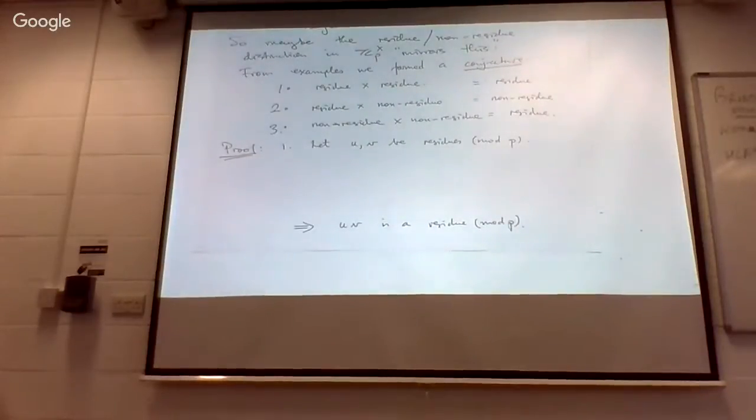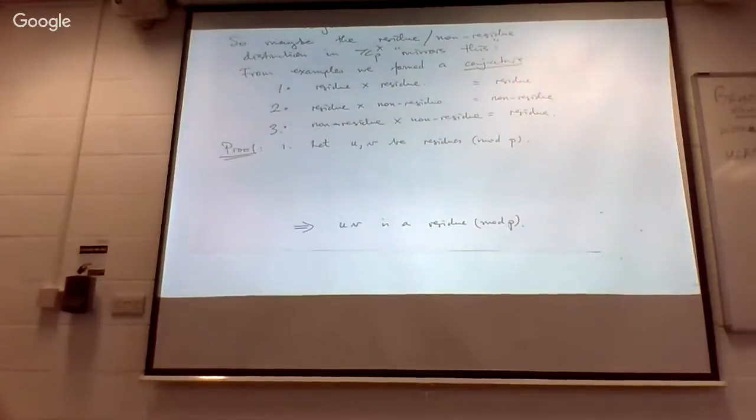The residue UV squared must have an answer modulo p. Say it a bit more precisely. So what has a solution? So if u and v are residues, then UV must be a residue as well. Well, it's not u. So we're not talking about u squared and v squared. No, u.